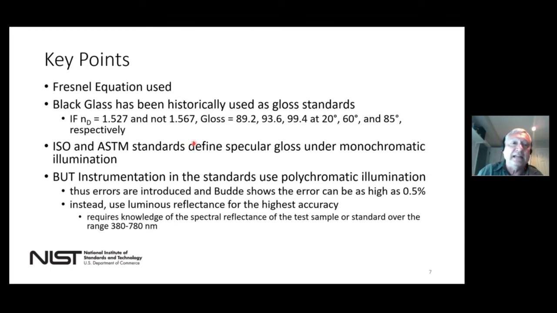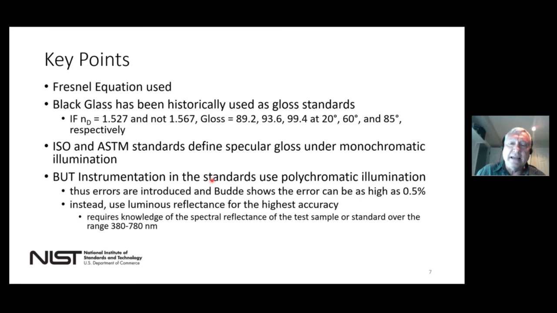If the index is actually not 1.527, but you adjusted your meter anyway to read, say, 93.6 for 60 degrees, then you would be building in an error. So to eliminate that error requires knowledge of either the actual refractive index of the black glass, or the actual spectral reflectance of the black glass, or a calibrated value for the gloss, and then your meter could be properly adjusted.